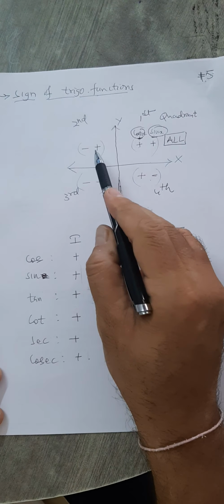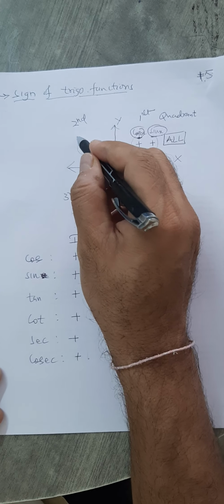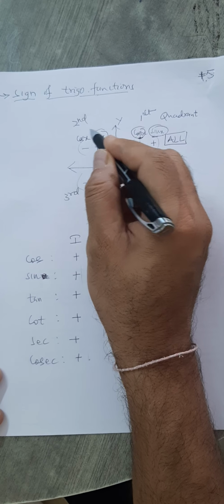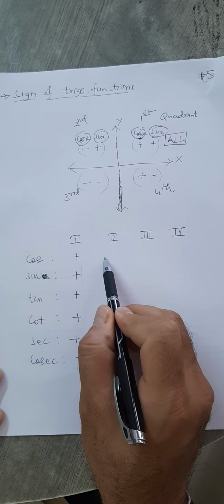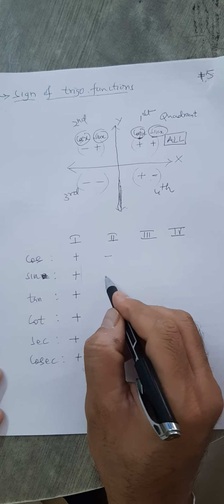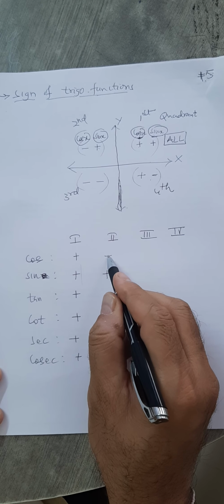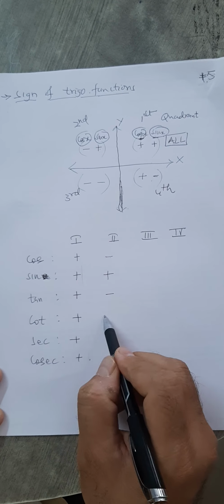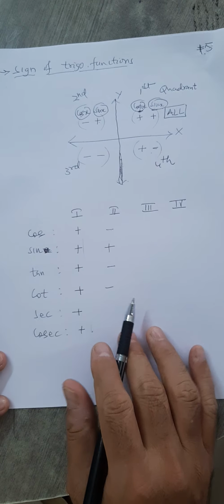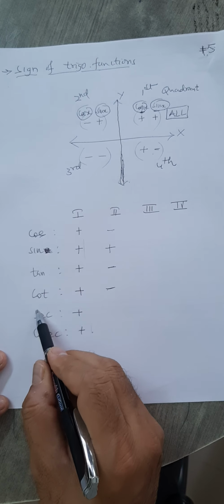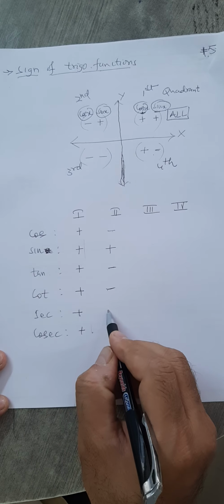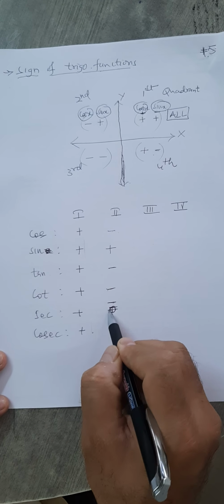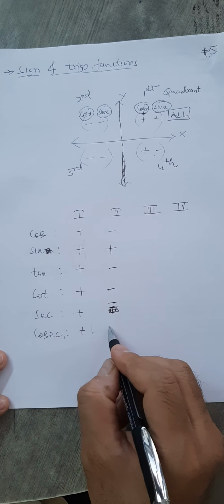Okay. In the second quadrant, the first coordinate is negative, that means cosine is negative. The second is positive, so sine is positive. So here in the second quadrant, cos is negative, sine is positive. If one is negative and one is positive, tan is the ratio of these two, so tan is negative. Cot is also negative because it's just a reciprocal. Sec is the reciprocal of cos, and cos is negative, so sec is negative.